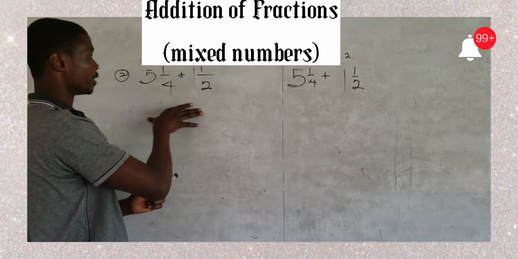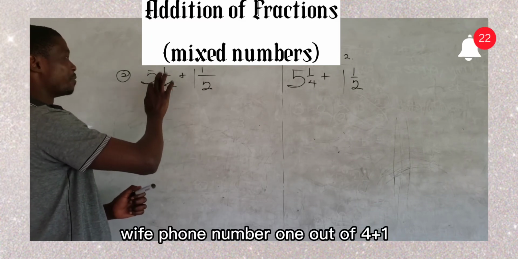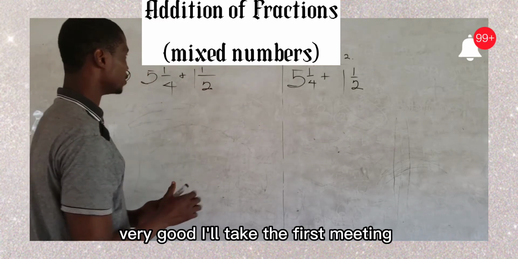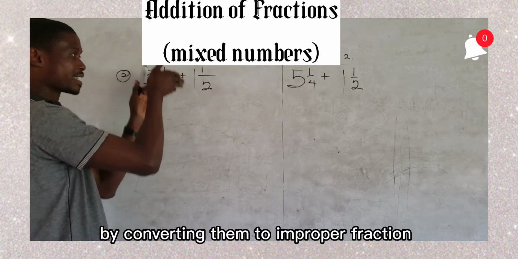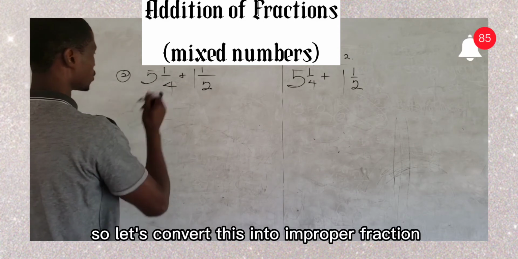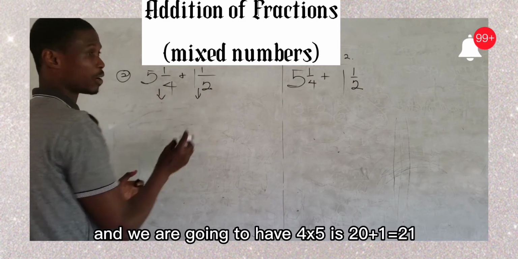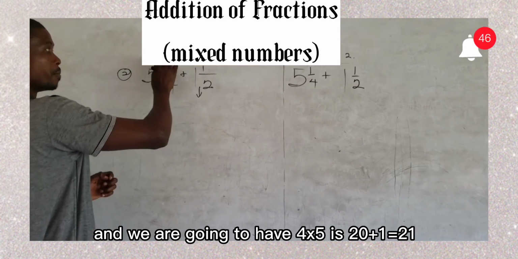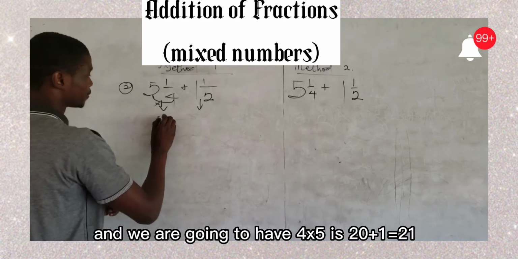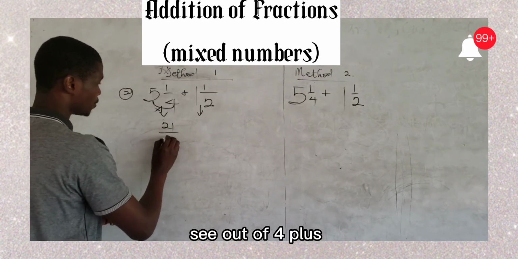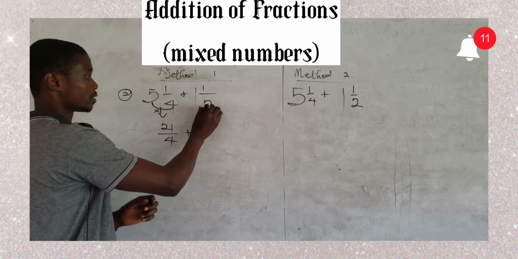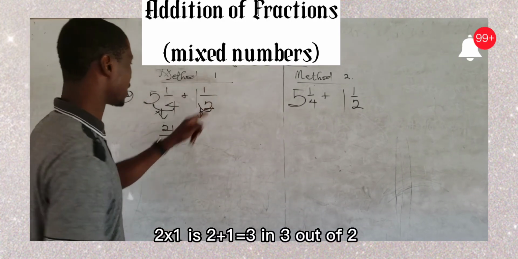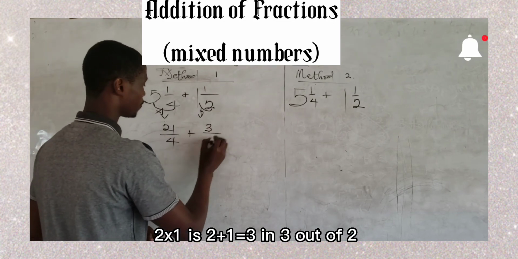Let's look at the second example here. 5 whole number, 1 out of 4 plus 1 whole number, 1 out of 2. Very good. I'll take the first method by converting them to improper fractions. So let's convert this into an improper fraction, and we are going to have 4 times 5 is 20 plus 1 is 21. You see, 21 out of 4 plus 2 times 1 is 2 plus 1 is 3, and 3 out of 2.